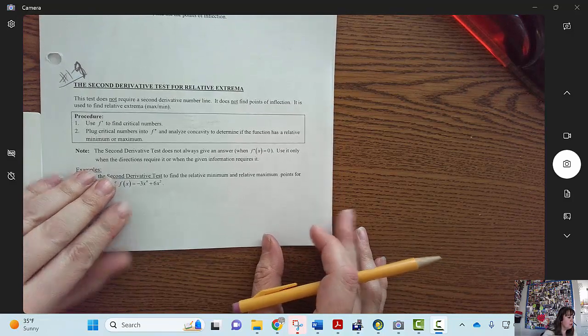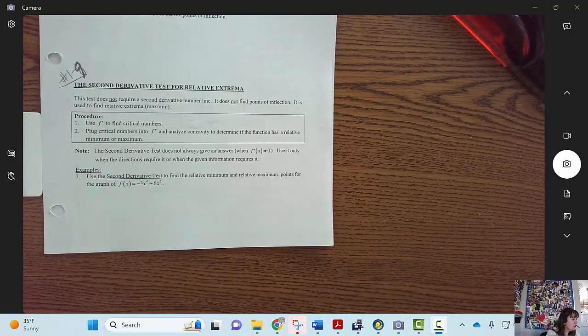So normally we use the second derivative test to determine whether a function is concave up or concave down. But it turns out that if we have to, we can use the second derivative to determine whether there is a max or a min at a location as well. So it gets a little bit confusing trying to do both. I just want you to know.